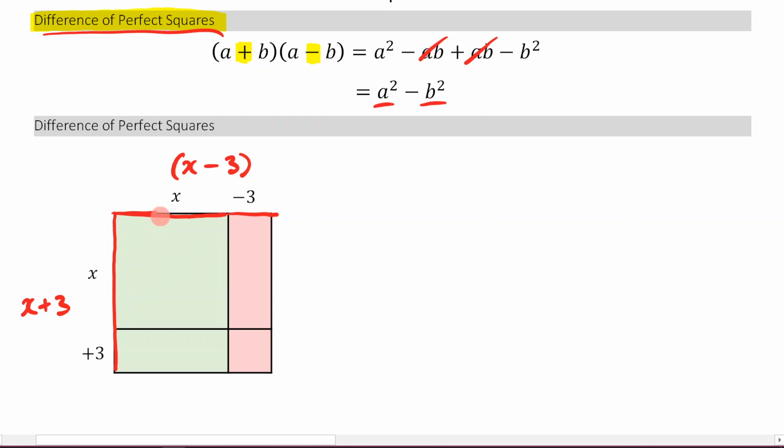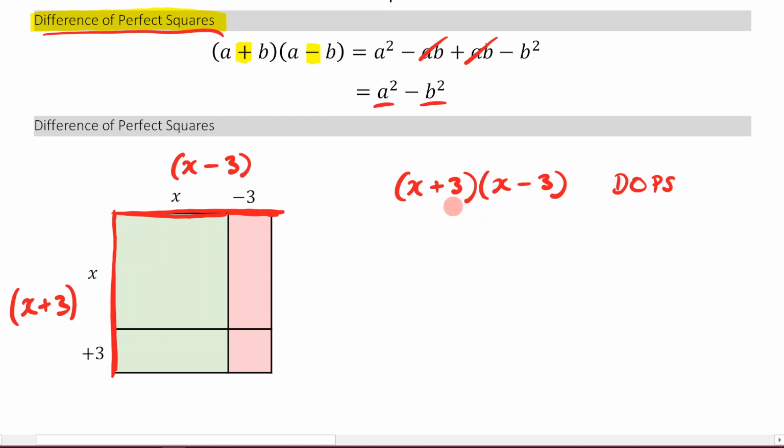So I have found my width, I have found my length. To find the area now, I'm going to multiply them by each other, like so. It's really important that you're able to recognize that that is a difference of perfect squares, because I have a plus and a minus there, and it's the same, x and 3, x and 3. What we're now going to do is expand it.